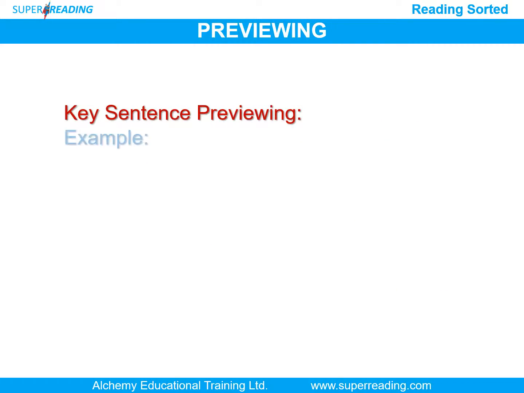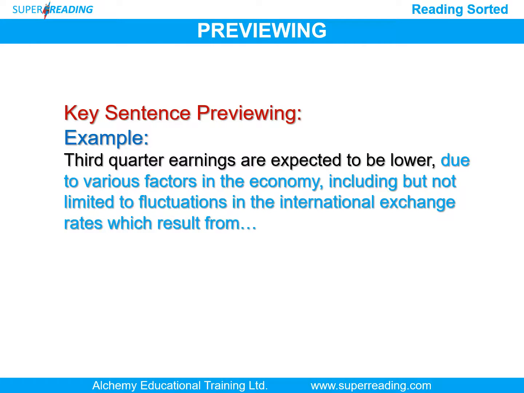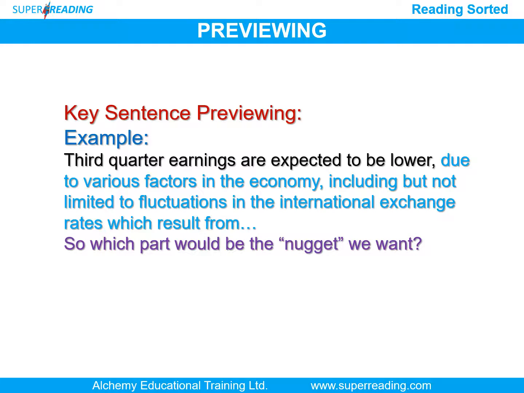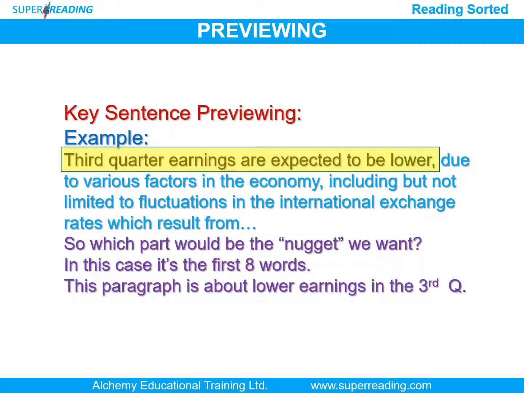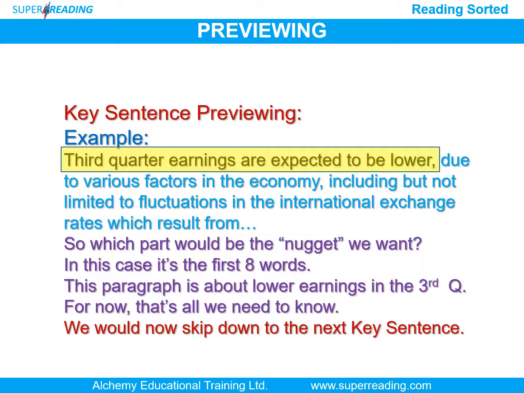Example. Third quarter earnings are expected to be lower due to various factors in the economy, including but not limited to fluctuations in the international exchange rates which result from blah blah blah. So which part would be the nugget that we want? In this case, it's the first 8 words. This paragraph is about lower earnings in the third quarter. For now, that's all we need to know. We would now skip down to the next key sentence in the next paragraph.